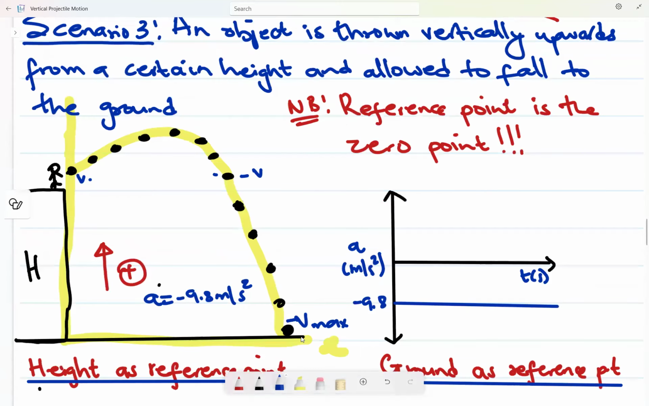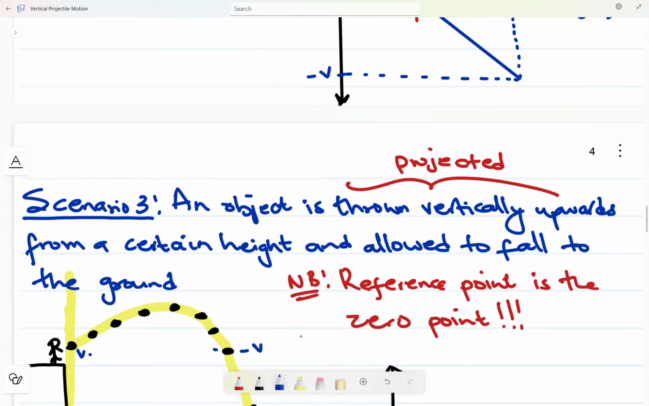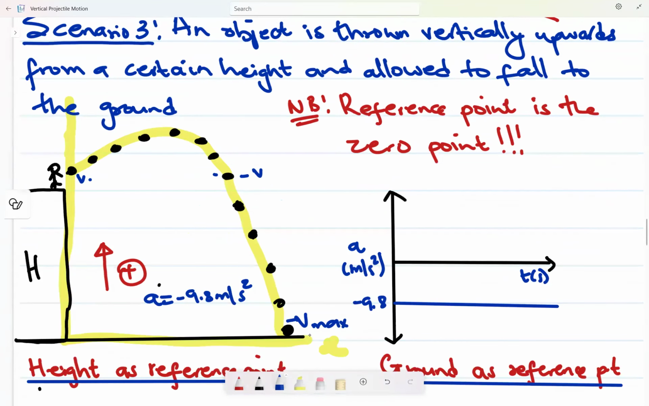Now, here they said it is thrown vertically upwards or it is projected, right? So if it is projected, it has a velocity of v. Then here it comes back with a velocity of negative v, not necessarily final velocity, but velocity of negative v, which is the same in magnitude as that one because it is the same position.